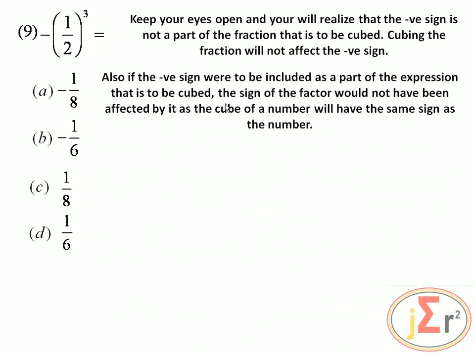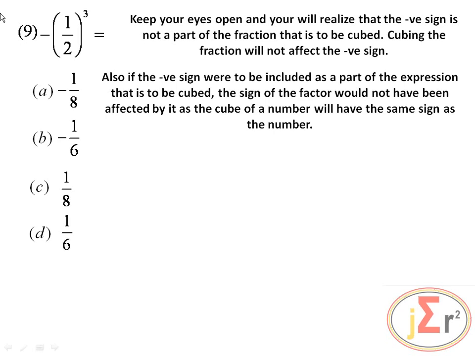Also, if the negative sign were to be included as a part of the expression that is to be cubed, the sign of the factor will not have been affected by it, as the cube of a number will have the same sign as the number. If we cube a number, the answer will have the same sign as the number that we cube. Therefore, if we cube a positive number, the answer is positive. If we cube a negative number, the answer is negative.